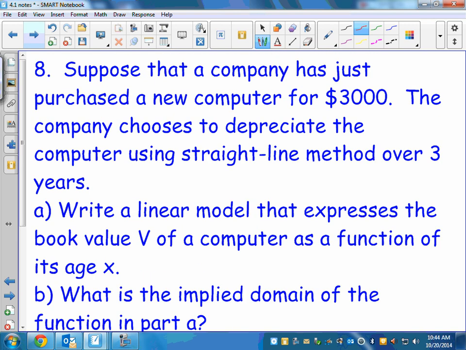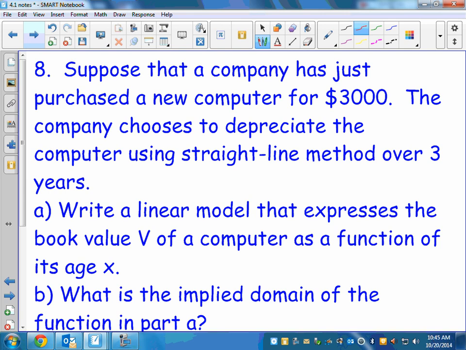So let's do a problem using it, and I think you can graph this to tell us too. It says, suppose that a company has just purchased a new computer for $3,000. The company chooses to depreciate the computer using the straight line method over 3 years. And this might be used more for a company. After 3 years, they're going to say they need to upgrade, so it's worth nothing to them anymore, even though I feel like you could get something out of it if it still works.